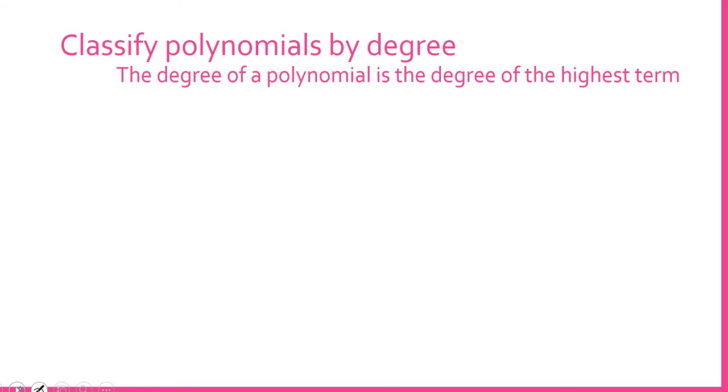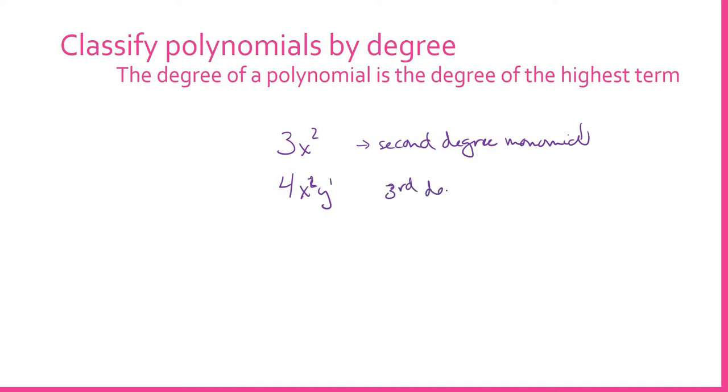The second thing we're going to do is classify by degree. The degree of a monomial is the degree of the highest term. Let's look at a couple of single terms and see what their degree is. 3x squared is second degree, and this also happens to be a monomial. For 4x squared y, the power of x is 2, the power of y is 1, so this is third degree. We're adding up the powers of the term.